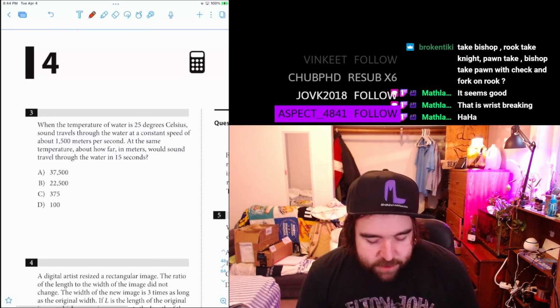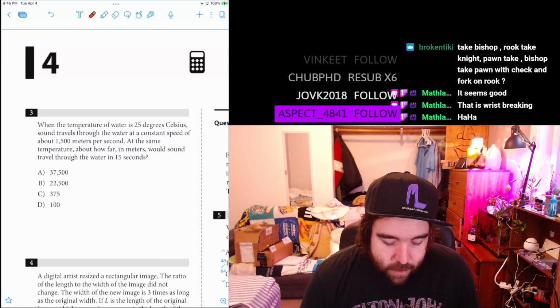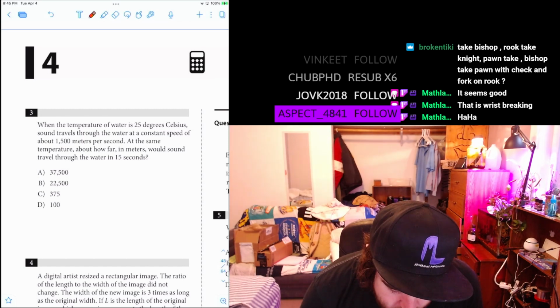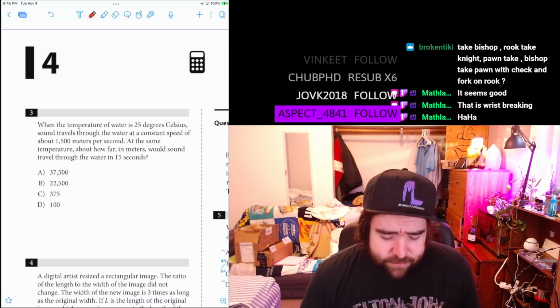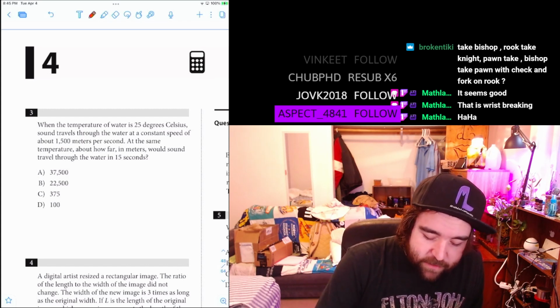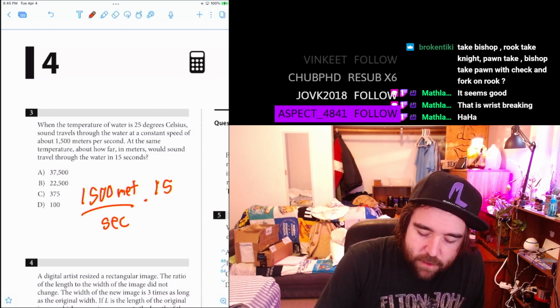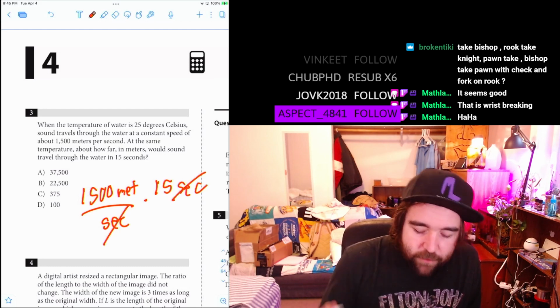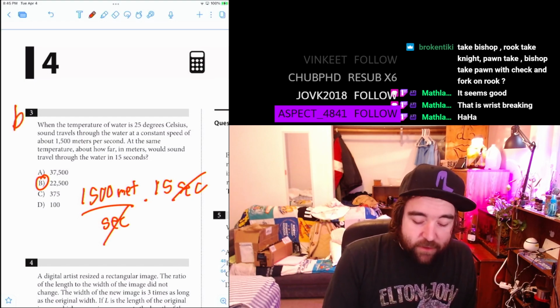When the temperature of water is 25 degrees Celsius, sound travels through the water at 1500 meters per second. At the same temperature, about how far in meters will the sound travel in 15 seconds? Okay, they're just asking us to do 1500 times 15. It's 1500 meters per second, and we're doing it for 15 seconds, so this is like dimensional analysis, I guess. We don't need a calculator because 15 times 15 is 225.